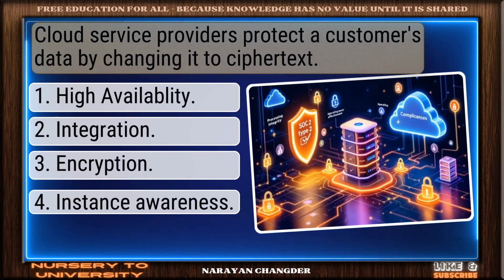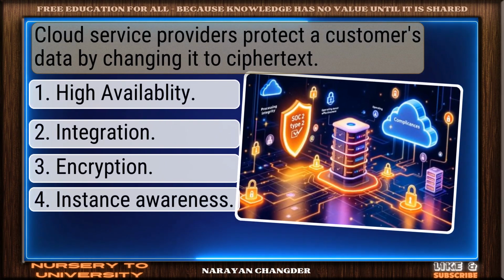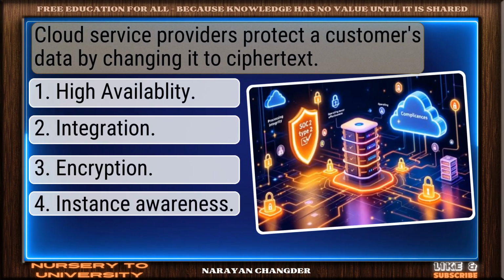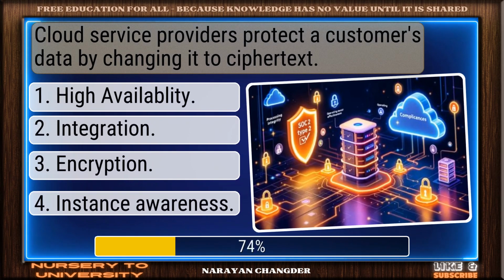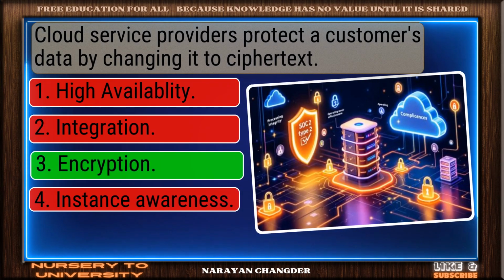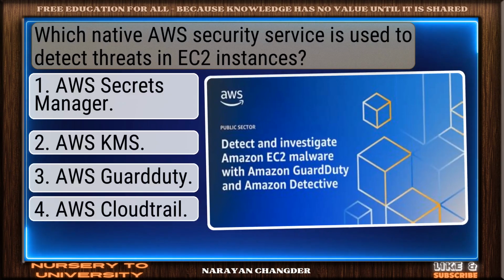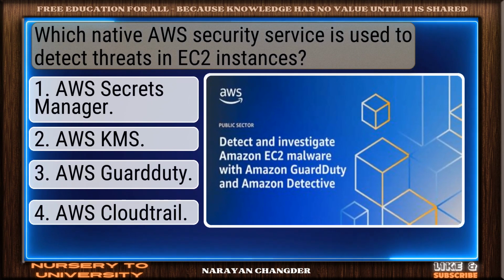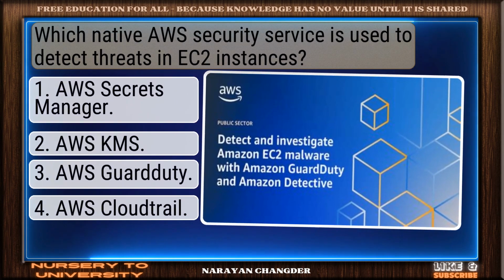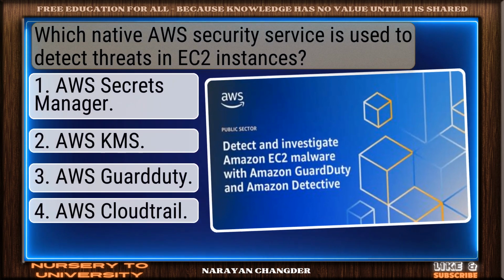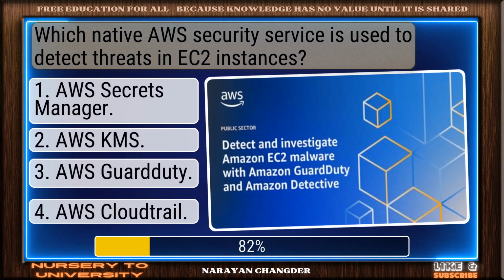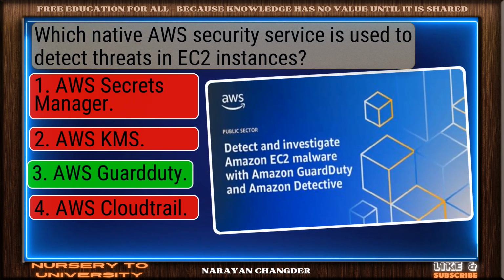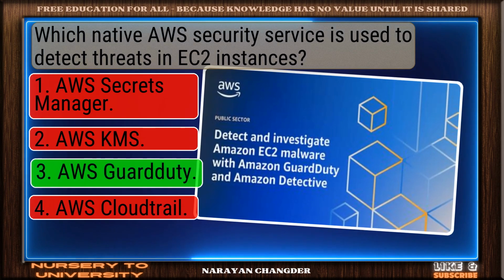Question number 44. Cloud service providers protect a customer's data by changing it to ciphertext. You chose encryption, and it is correct. Question number 45. Which native AWS security service is used to detect threats in EC2 instances? Well done. AWS GuardDuty is the right choice.